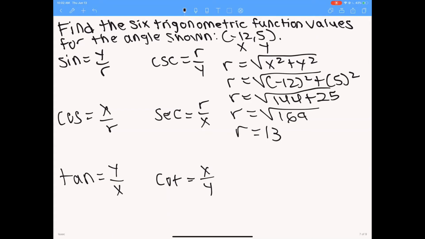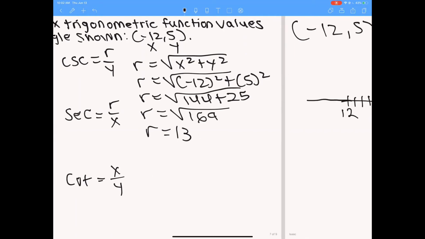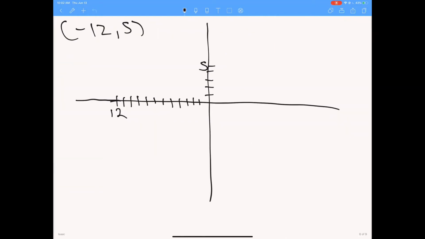So now we found our r, we could actually plug in our trigonometric function values. But before we do so, it would be helpful to understand where this particular angle lies in terms of quadrants. So as you can see, I already created a graph here. And if you already know your quadrants, this is quadrant 1, quadrant 2, quadrant 3, quadrant 4. So just by plotting our coordinates here, our angle is going to fall in the second quadrant.